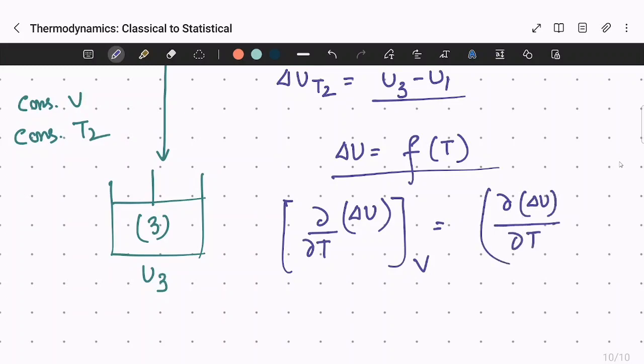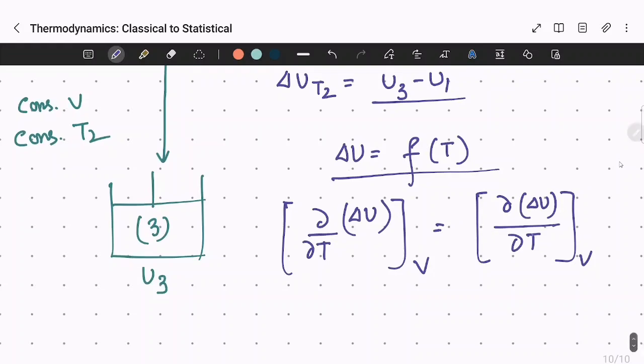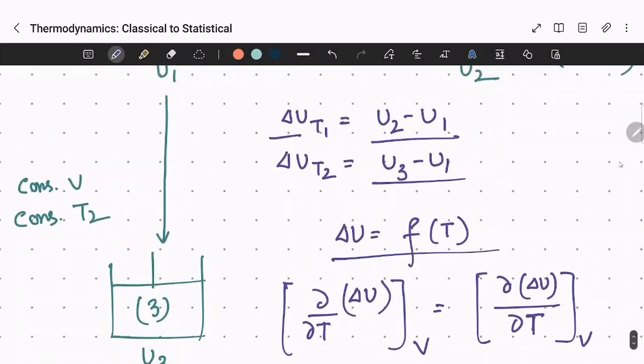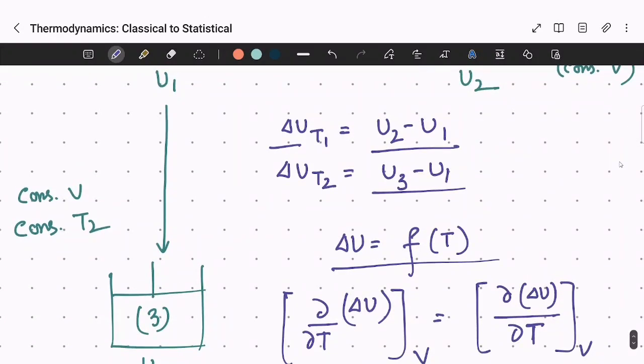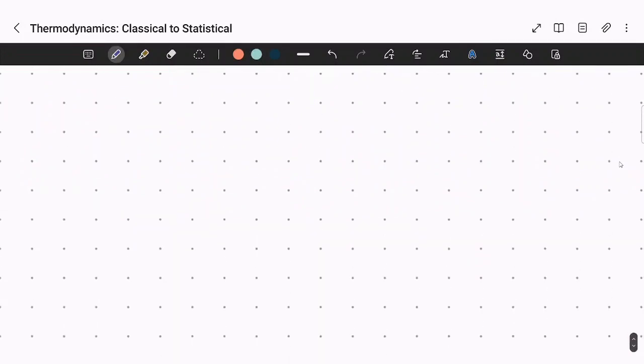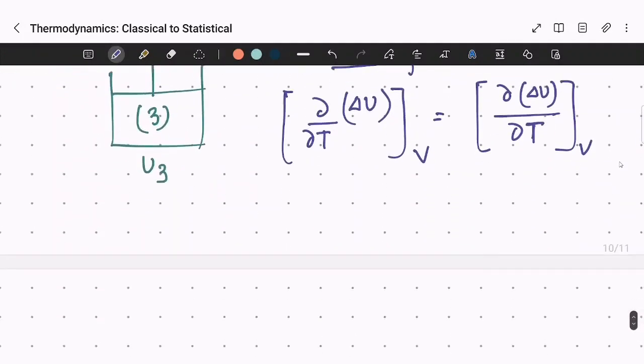So this is the case. We have to measure this. That means the change of internal energy with respect to temperature. If you change the temperature for this constant volume process, then what will be the change in del U, that we have to measure. Okay, so now it's easy. This physical picture is important.